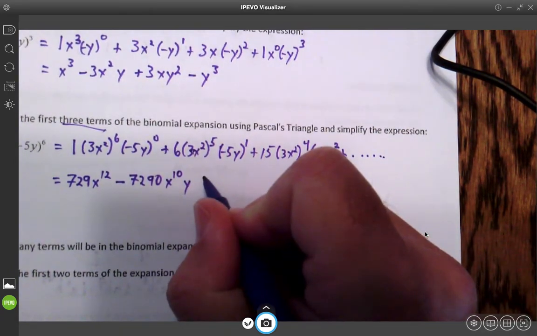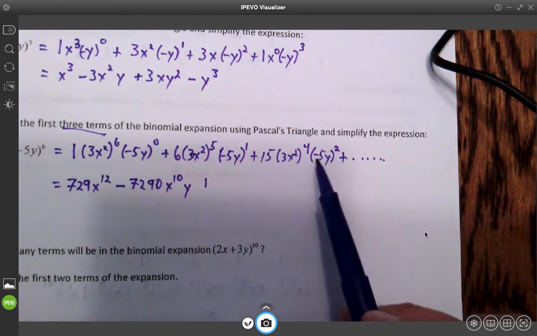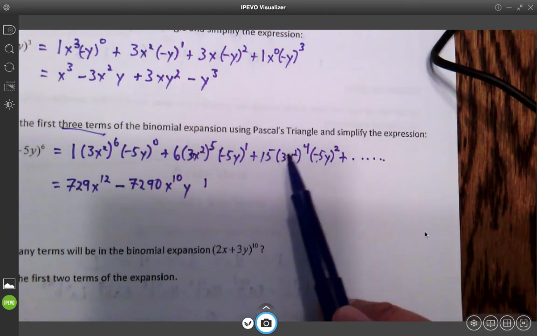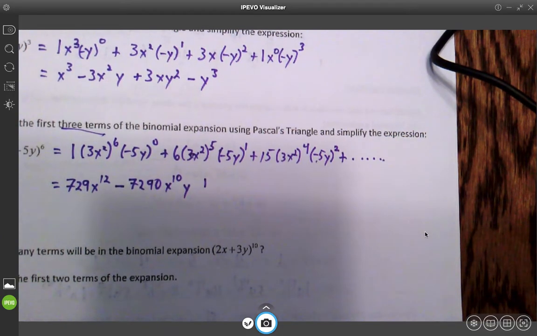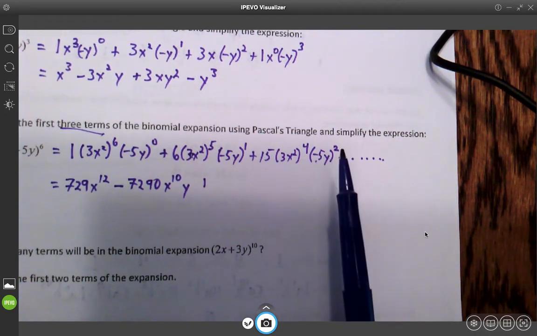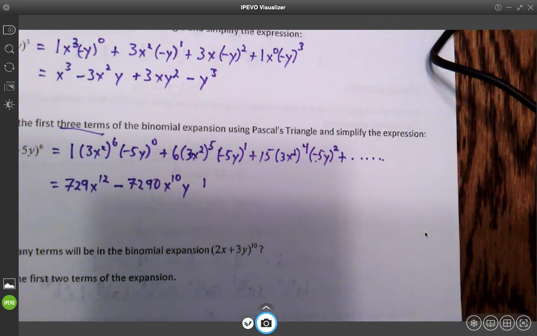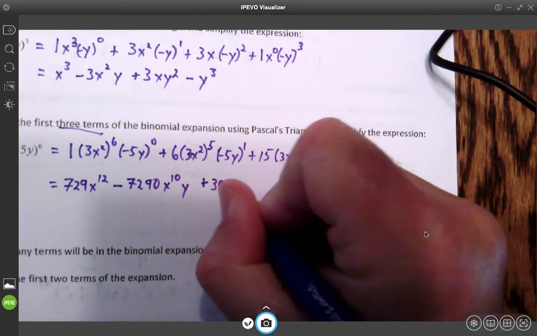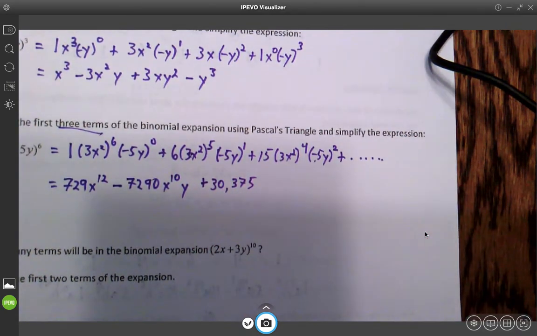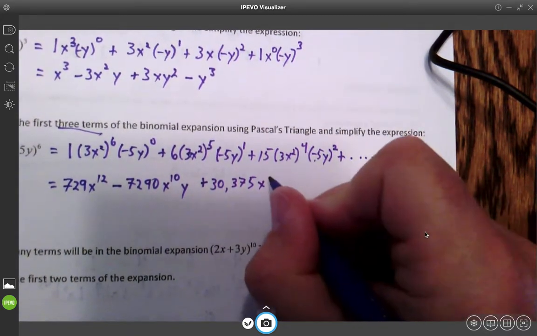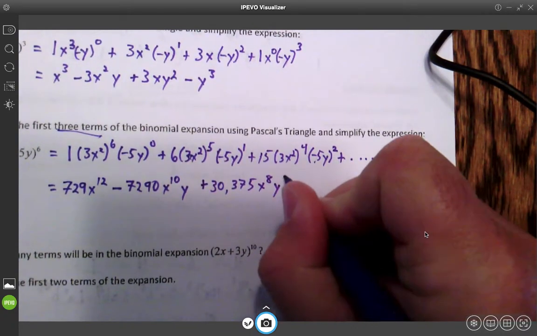Then I'm going to have, I think we'll have a plus here, right? Negative squared is positive. So we're going to have 3 to the 4th, and 3 to the 4th on your calculator is 81. Should have known that. Negative 5 squared is 25. So I'm going to take 81 times 25 times 15, the number in front. That is 30,375. X squared to the 4th is x to the 8th, and then it would be y squared.